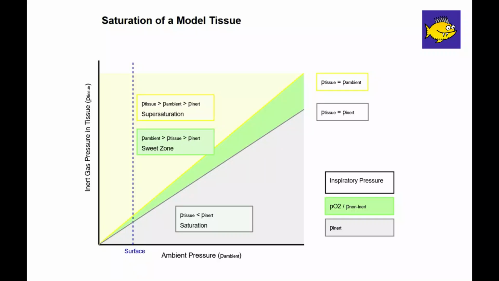Let's take a step-by-step look at this important plot, which explains the saturation and desaturation of a model tissue. As usual, we have one axis to the right and one to the top. The x-axis, i.e., the one to the right, represents the ambient pressure. The y-axis to the top represents the inert gas pressure in the tissue.